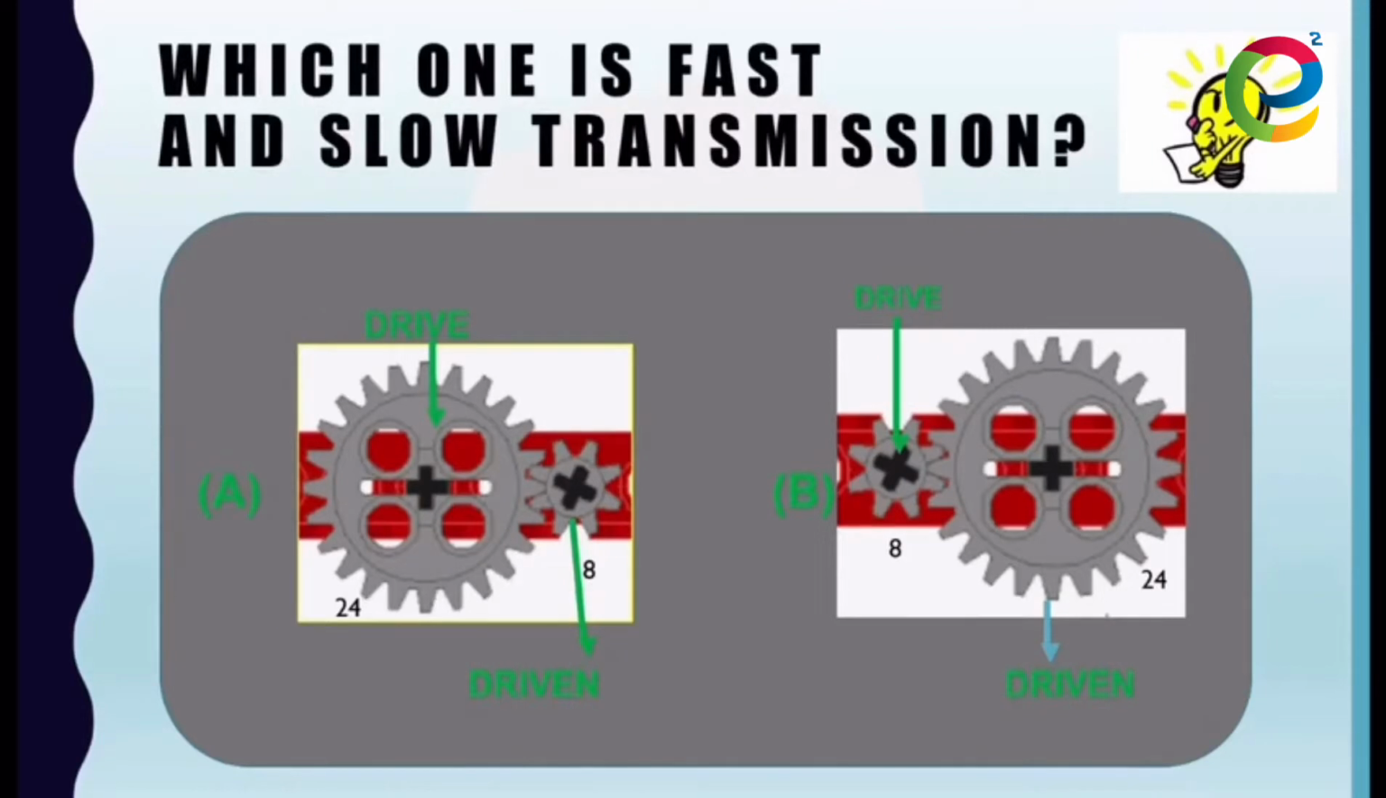Well, if you answered A for speed increasing transmission, that is correct, and B is speed decreasing transmission. Why is this so? It's because if you did the gear ratio, you'll realize that in the set A of gears, you will have more than 1 in terms of ratio, and set B lesser than 1.